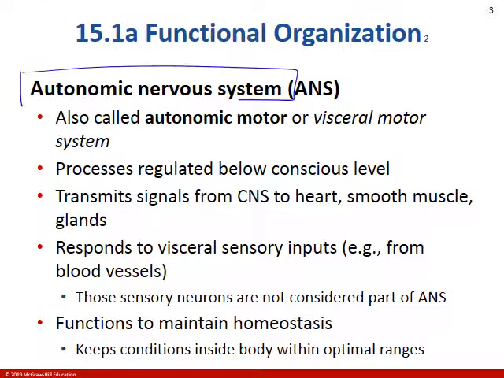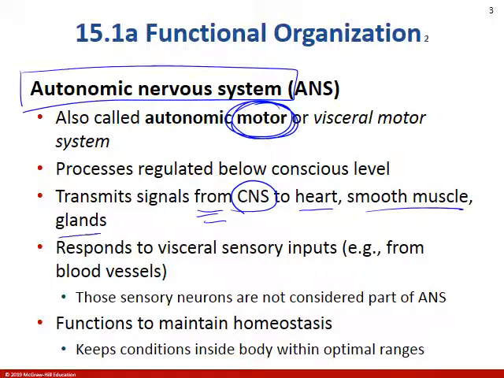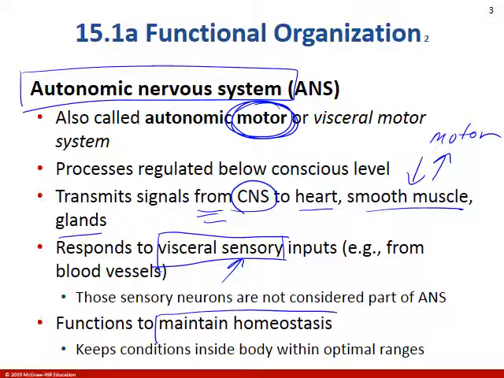The autonomic nervous system is a motor division. So I know I stressed that on the last slide. I'm just saying it again. We're talking about signals being sent from the brain to the heart, smooth muscle, and glands. The sensory information that triggers the increase or decrease of this motor command comes from the visceral sensory inputs. And this is how we maintain homeostasis.